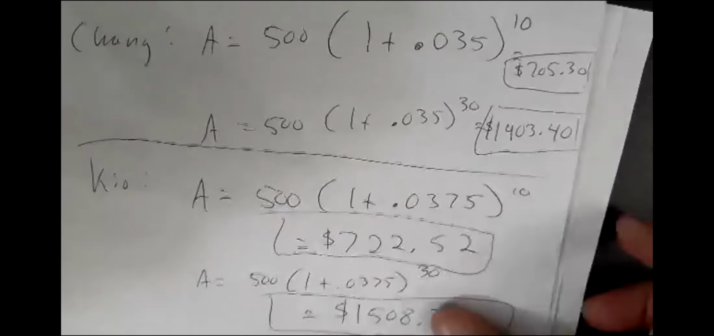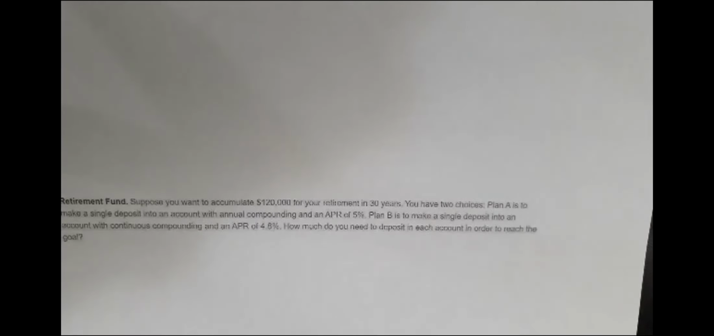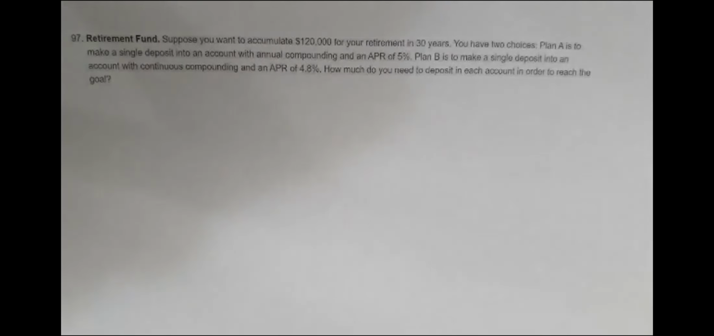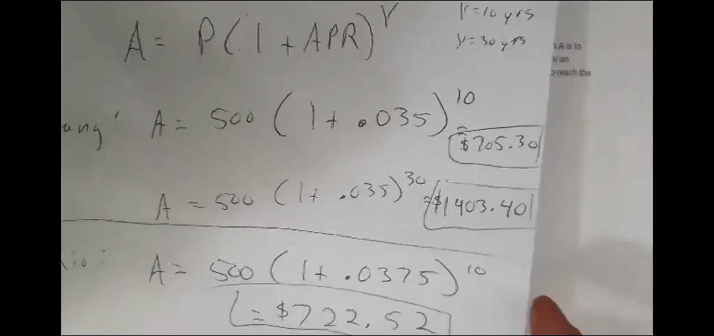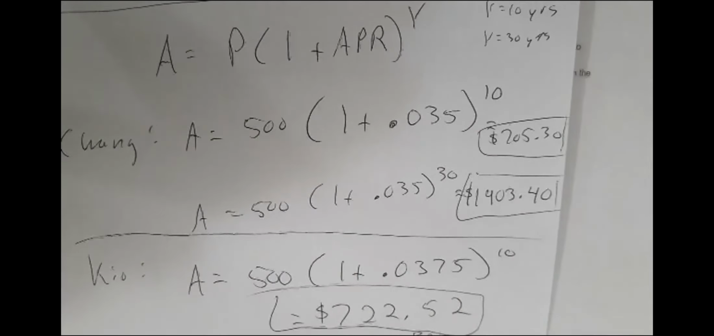So they're wanting you to make these connections, I guess, between what's being said and what you're crunching. Professor, all we changed is the interest rate on both of those? Yes, it's just the interest rate. It's still just this formula. We're just plugging in different numbers for our interest rate, Chang versus Keo, doing it for 10 years and for 30 years.